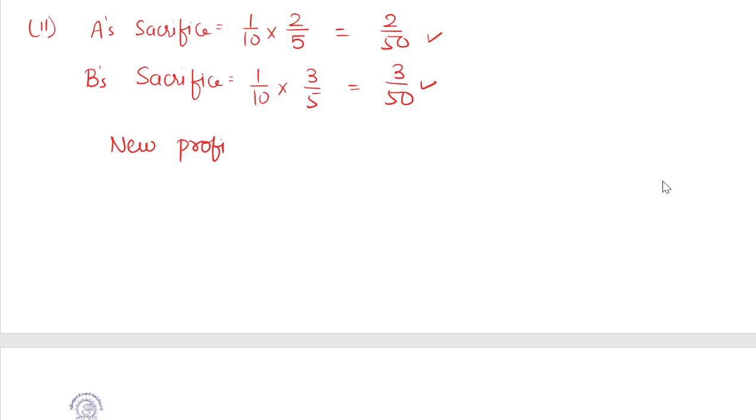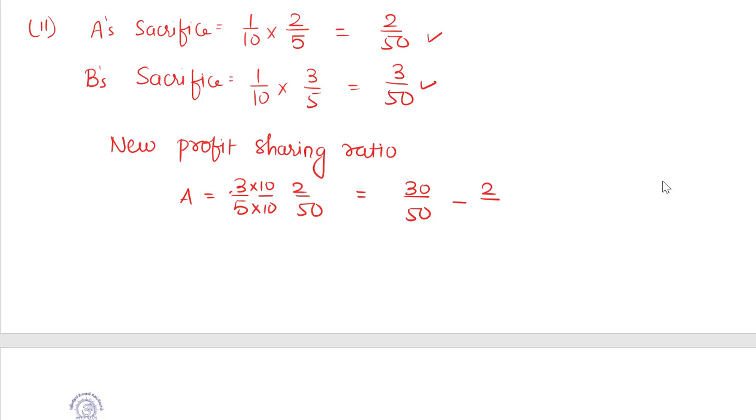New profit sharing ratio. A equals old ratio, that is 3 by 5 minus sacrifice 2 by 50, equals 30 by 50 minus 2 by 50. So 28 by 50.